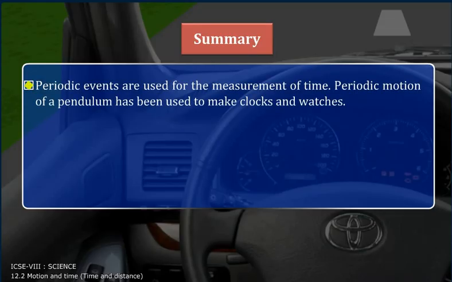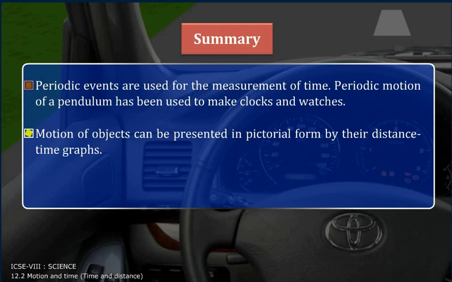Summary: periodic events are used for the measurement of time. Periodic motion of a pendulum has been used to make clocks and watches. Motion of objects can be presented in pictorial form by their distance-time graphs.